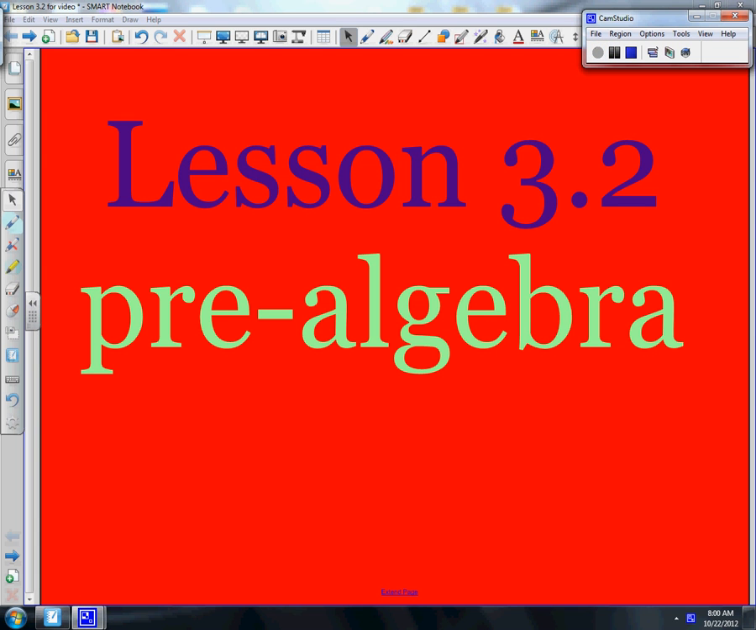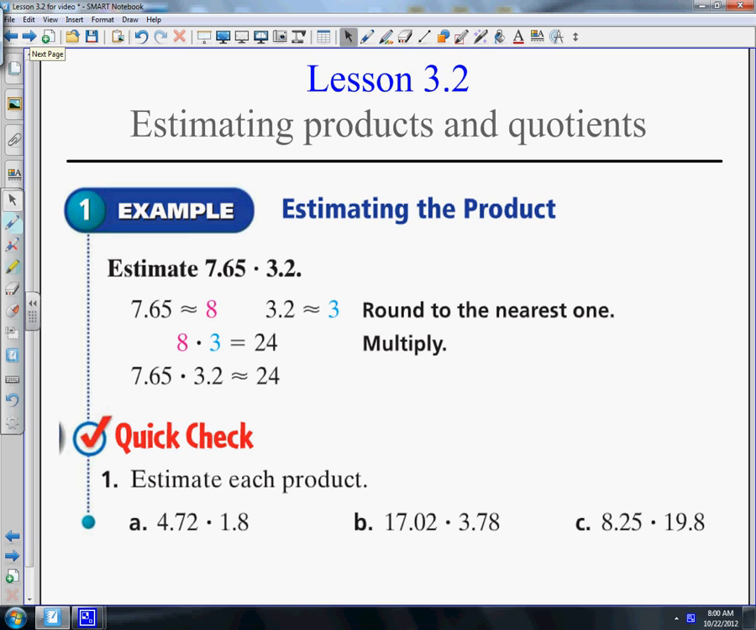This is lesson 3.2 for pre-algebra. Lesson 3.2 is estimating products and quotients. What we did in 3.1 was adding and subtracting. Now we're doing multiplication and division. So number one, it says estimate the product.